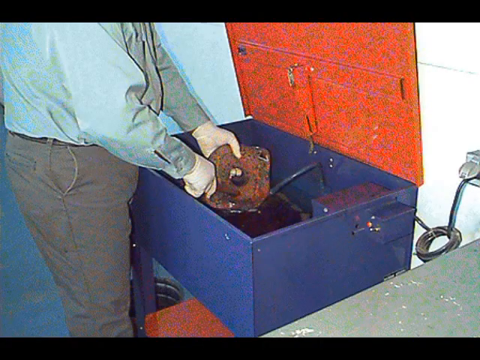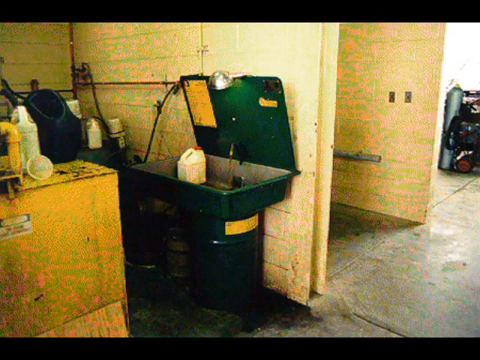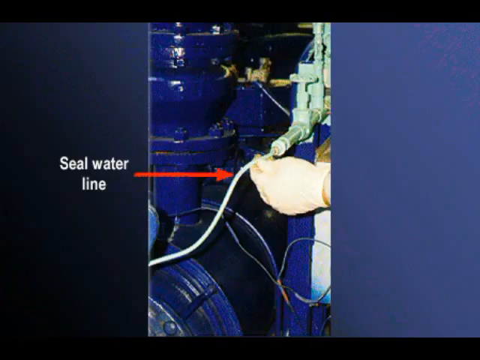Wash all parts with soap and water and scrub with a wire brush if necessary. Thoroughly clean the inside of the stuffing box and the shaft. Wipe the parts dry. Do not use solvents for cleaning because they may interact with chemicals in the packing and cause premature failure. Disconnect the seal water line.